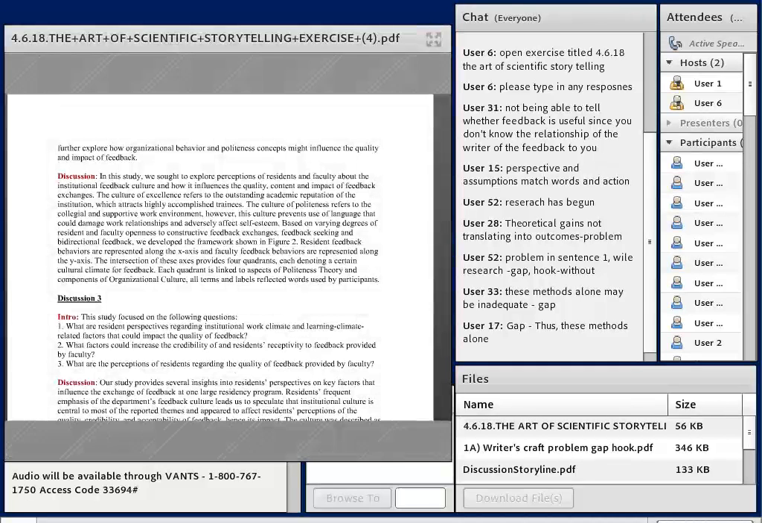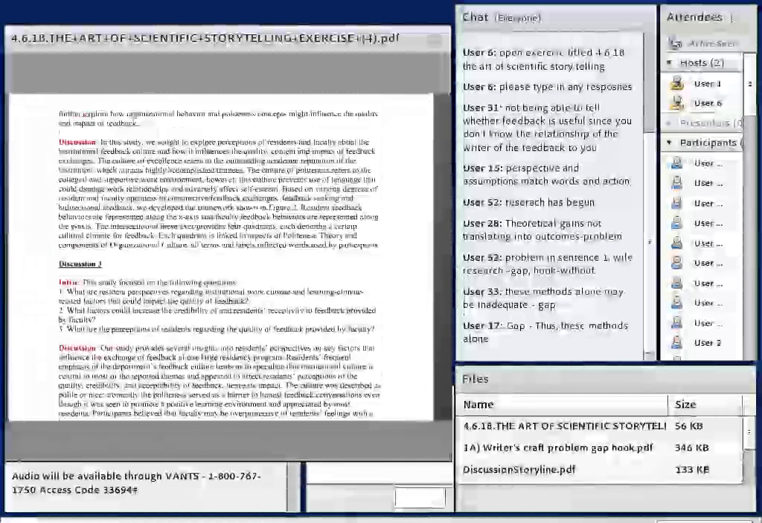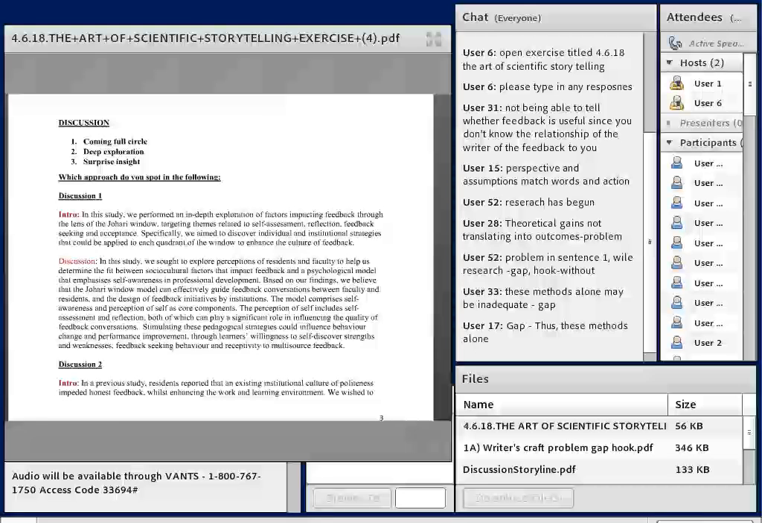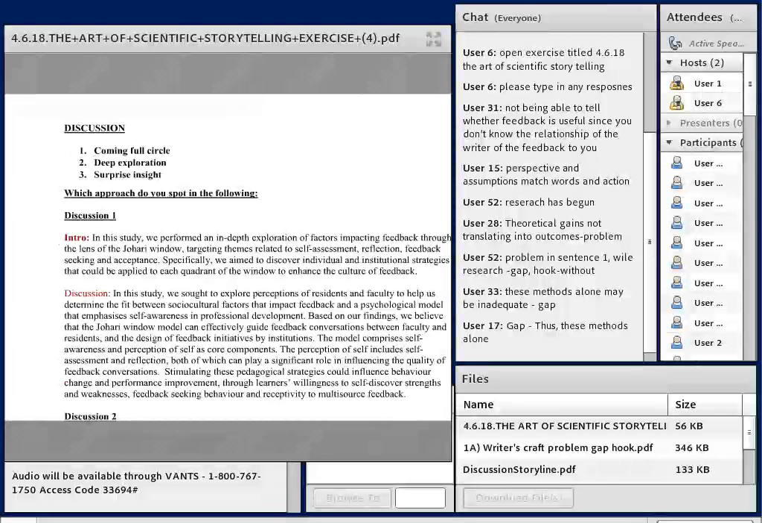So I've given you 3 discussions. Discussion 1, 2, and 3. Let's start with discussion 1. It shouldn't take long to read. Let's scan through it very quickly and then say, which one of these storylines does this follow? Coming full circle, deep exploration, or surprise insight? Deep exploration. I'd say number 2. Number 2, okay. And again, there's no right or wrong answer.